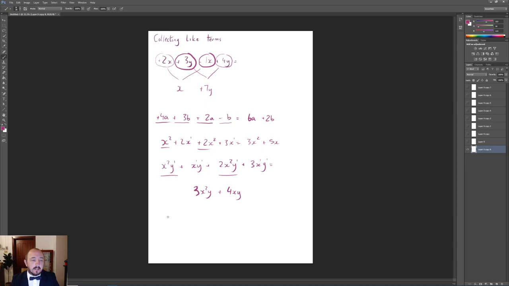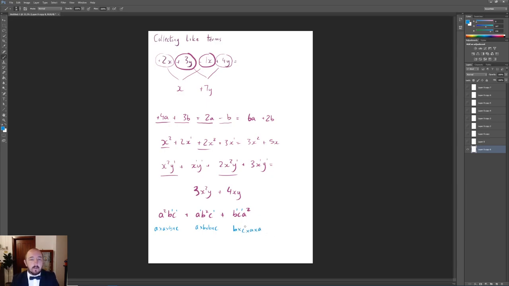And the hardest that this would get would be something like this. a squared bc plus ab squared c plus bca squared. Are any of these the same? Pause the video and have a look. Well, for this question, we have an a squared, b to the power of 1, c to the power of 1, a to the power of 1, b squared, and c to the power of 1, and then b to the power of 1, c to the power of 1, a squared. So even though these are in different orders, because they're multiples of each other, this is a squared times b times c, this is a times b squared times c, and this is b times c times a squared.